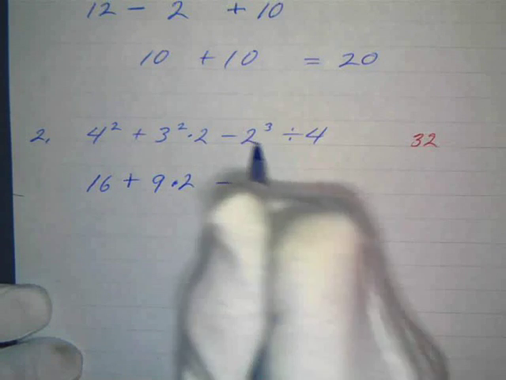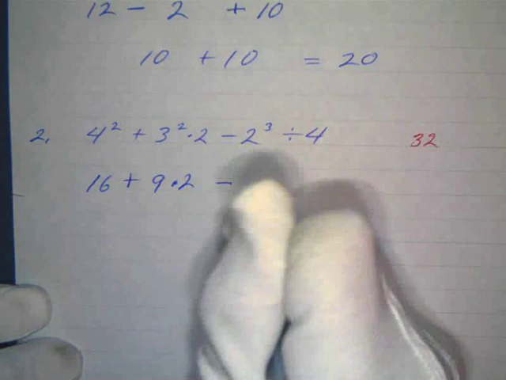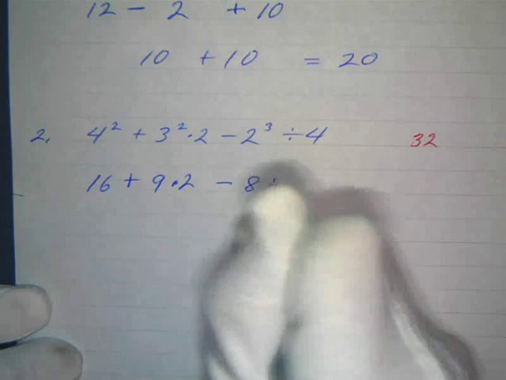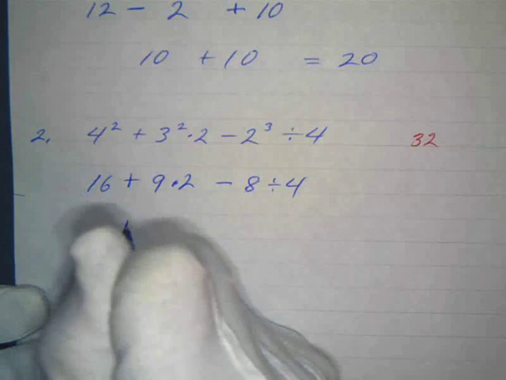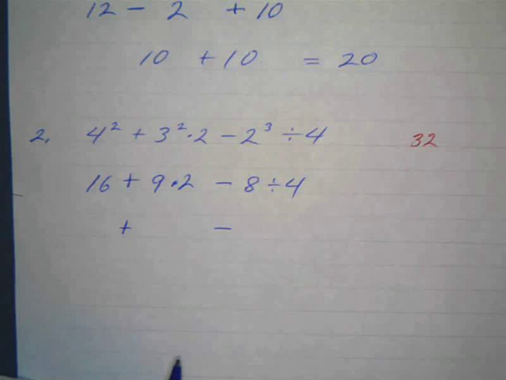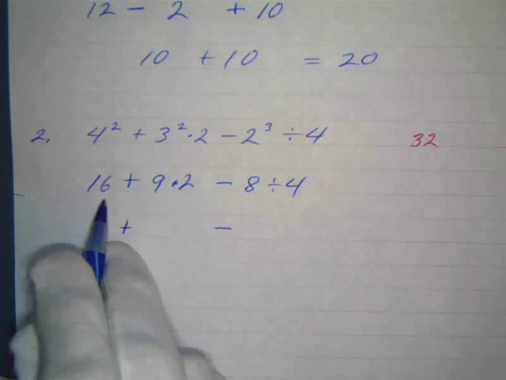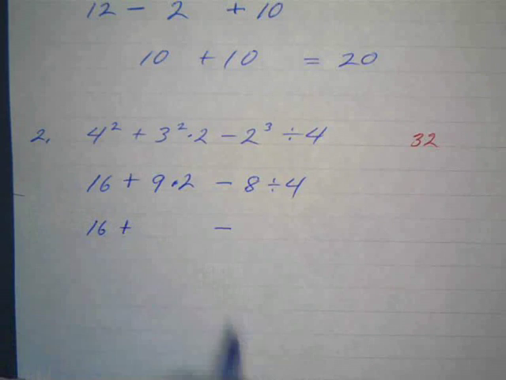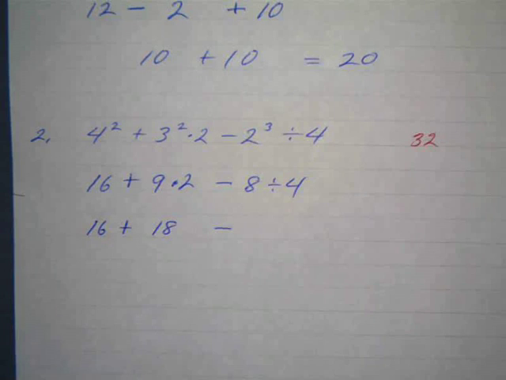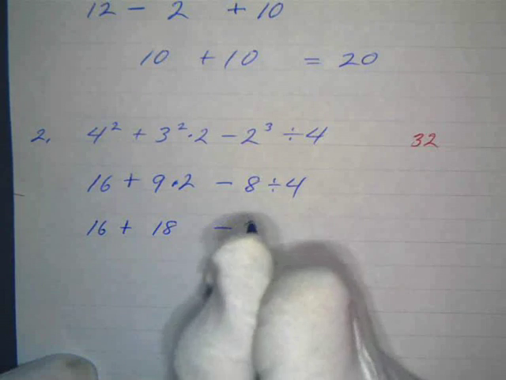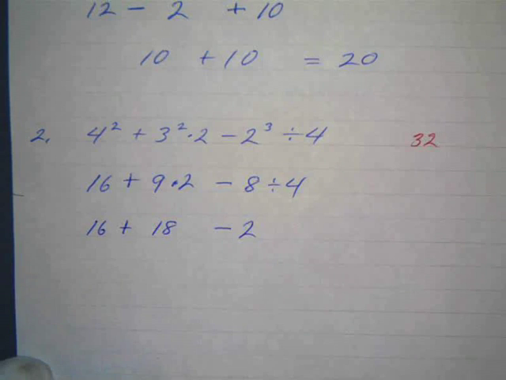And then I've got minus, and what's 2 cubed? Well, 2 times 2 is 4 times 2 is 8. So I've got 8 divided by 4. So I've done all my powers. Exponents. Okay, my exponents are done. So now I'll multiply or divide from left to right. So again, I'll write down addition and subtraction because I'm not going to do that till later. So the first thing I'll do is I don't have any multiplication here, so I'll just bring down the 16. But here I have multiplication here. What's 9 times 2? 18. And then what's 8 divided by 4? 2. All right. Now I'm ready to do my addition and subtractions.